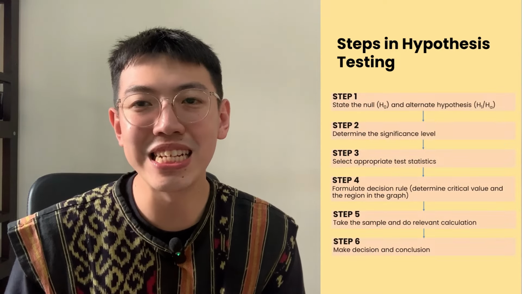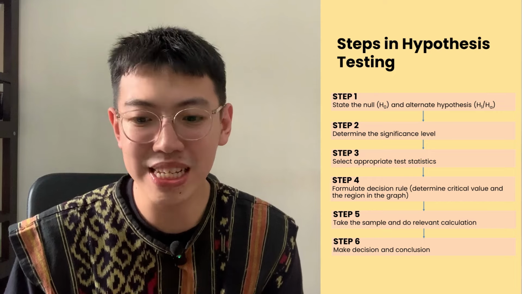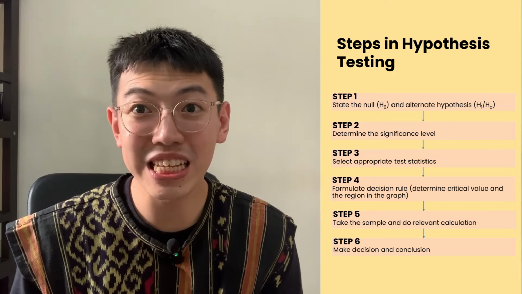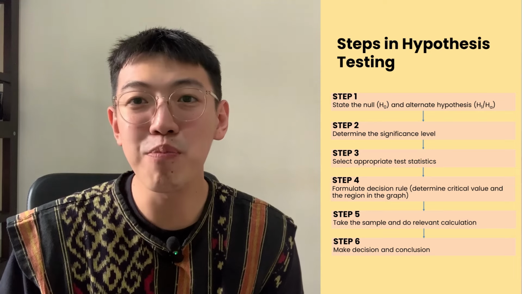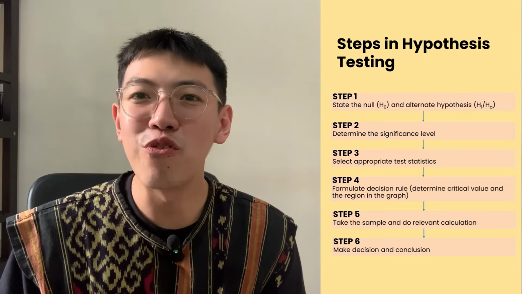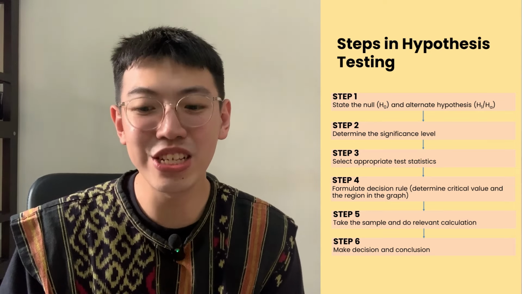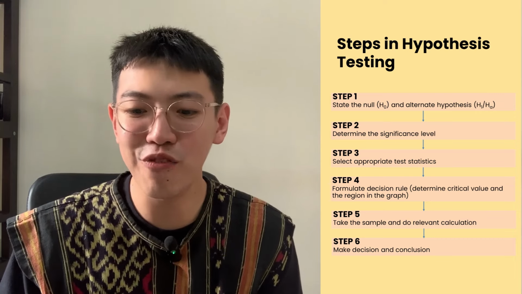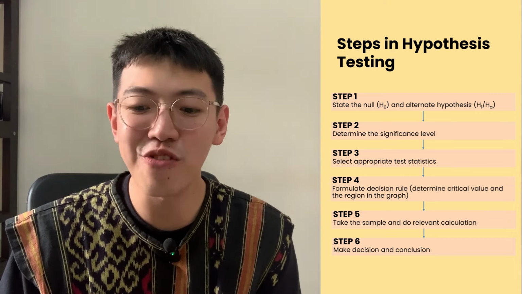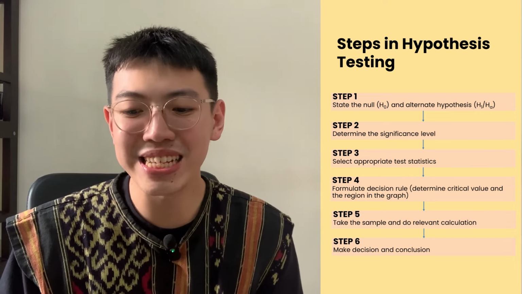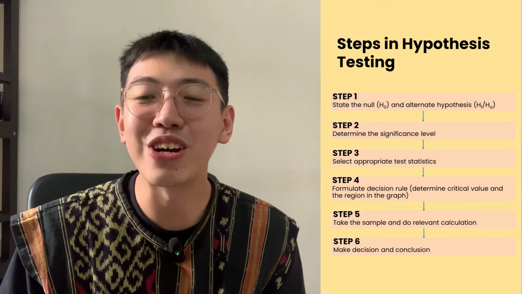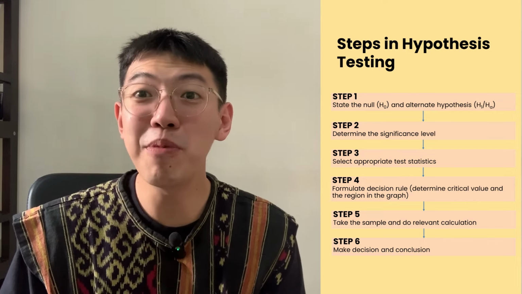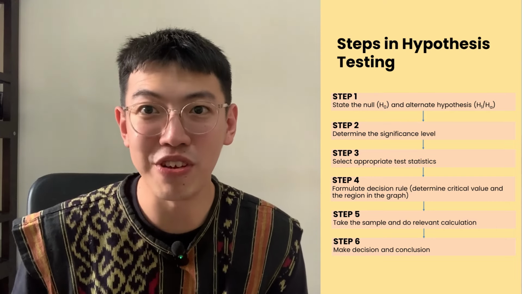There are 6 steps. The first one is to state the null and alternate hypothesis. The second one, determine the significance level or alpha. The third one, select the appropriate test statistic. The fourth one, formulate the decision rule, determine the critical value and also the region in the graph. The fifth one is taking the samples and doing relevant calculation. And the last one, make conclusion. To learn more about hypothesis testing, you can watch the previous video.